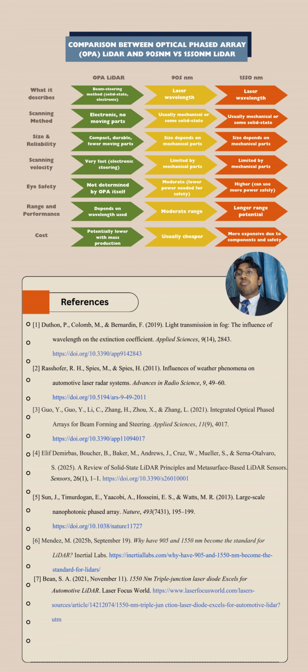Traditional LiDAR, like the 905 or the 1550 nanometer version, usually relies on spinning mechanical parts to see. This makes them bulkier and slower. While the 1550 version has the best range and eye safety, it's also the pricey one. Now, the game changer, the OPA LiDAR. It's all electronics with no moving parts. This makes them incredibly fast, compact, and durable. Once massively produced, it will likely be the cheapest version, yet the most reliable way for robots and cars to see our world.